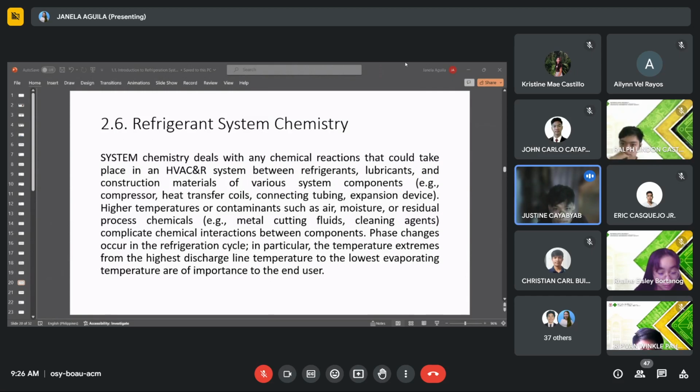Phase changes occur in the refrigeration cycle. In particular, the temperature extremes from the highest discharge line temperature to the lowest evaporating temperature are of importance to the end user. So basically, ang tinutukoy po sa slide na ito ay yung mga chemical reactions na nangyayari sa refrigeration system. And specifically, ang tinutukoy din po dito ay yung endothermic reactions sa mga refrigerants and various system components. At yun po ay nag-absorb po ng heat from the surroundings.